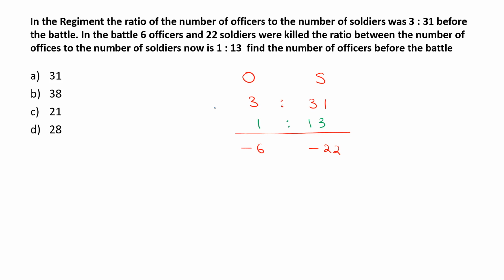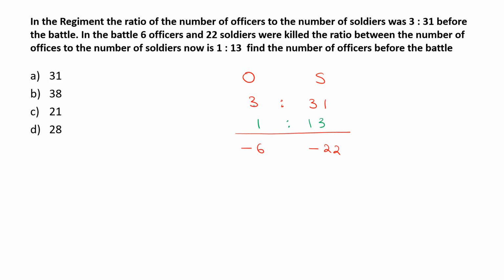Just observe here and make this question: the ratio between 2 numbers is 3:31, and 6 is subtracted from the first number and 22 is subtracted from the second number. Then the ratio between those 2 numbers becomes 1:13. Just take this question as what I am quoting now.